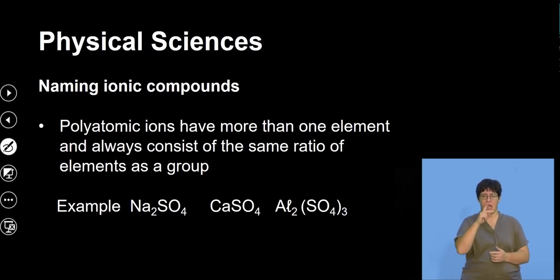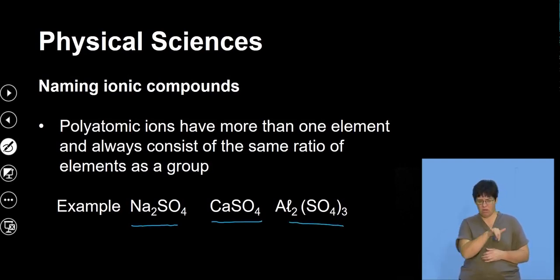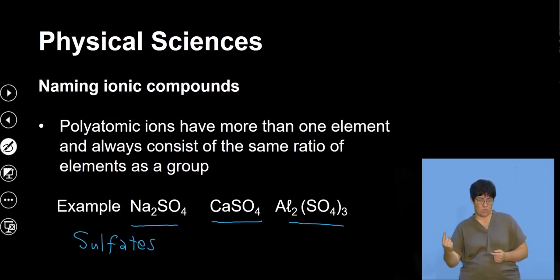Then when we talk polyatomic ions, we're talking about ions that have more than 1 element, and they always consist of the same ratio of elements as a group. Say, for argument's sake, these 3 ionic compounds: sodium sulfate, calcium sulfate, aluminium sulfate. There's something very common in these ionic compounds: all of them are sulfates. Now, how did you arrive at that? Why are we saying that they are sulfate? Because all of them contain this polyatomic anion.